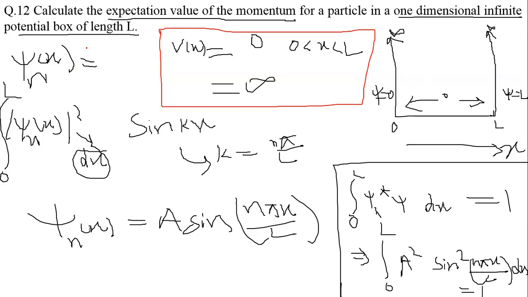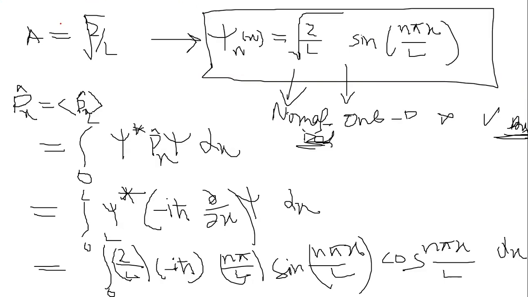So we know the wave function of a particle in a one dimensional potential box is given by psi_n(x) = A sin(n pi x / L), where A is a normalization constant. The wave function will be normalized when the integration from 0 to L of psi_n star psi dx is 1. When we put the value of the wave function in this relation, we get A = root of 2 by L. So the normalized wave function of a particle in a one dimensional potential box is psi_n(x) = root of (2/L) sin(n pi x / L).